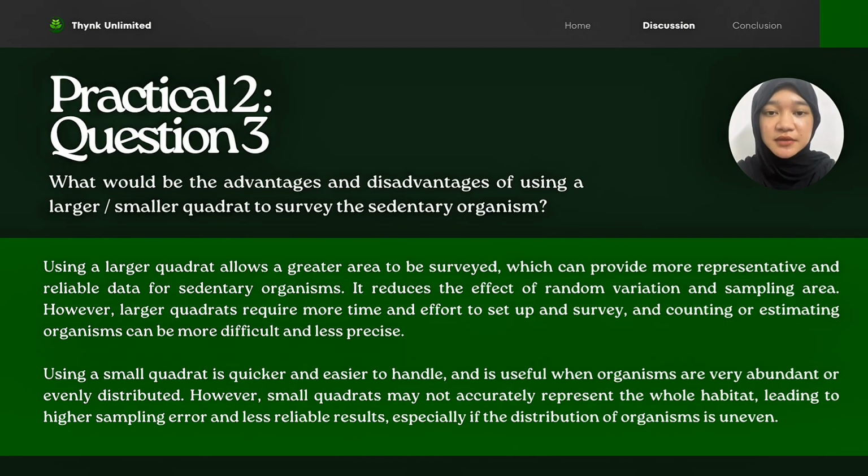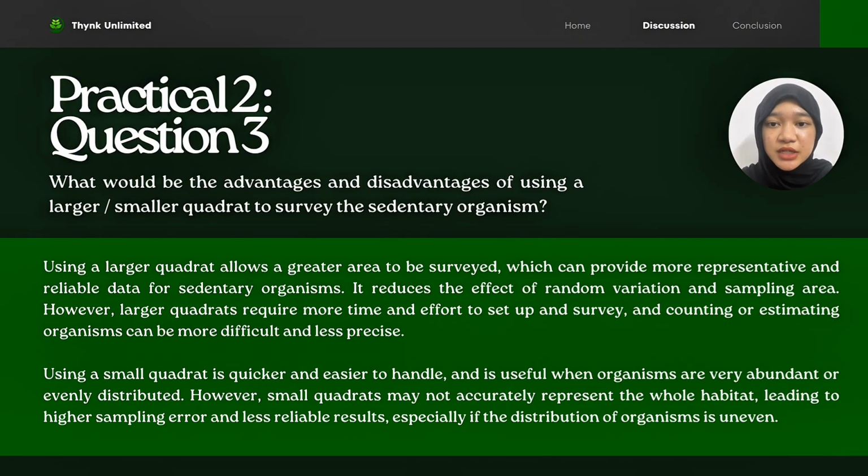Next slide, I will answer the next question. What would be the advantage and disadvantage of using a larger or smaller quadrat to survey the sedentary organism? The answer is: using a larger quadrat allows a greater area to be surveyed, which can provide more representative and reliable data for sedentary organisms. It reduces the effect of random variation in sampling area. However, larger quadrats require more time and effort to set up and survey, and counting or estimating organisms can be more difficult and less precise.